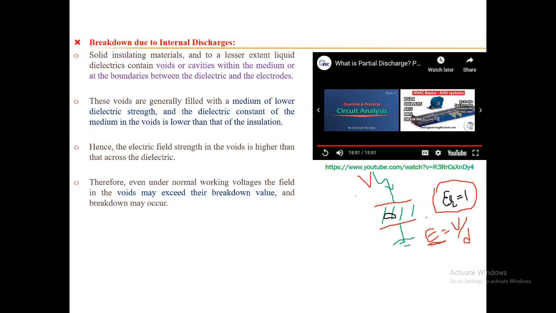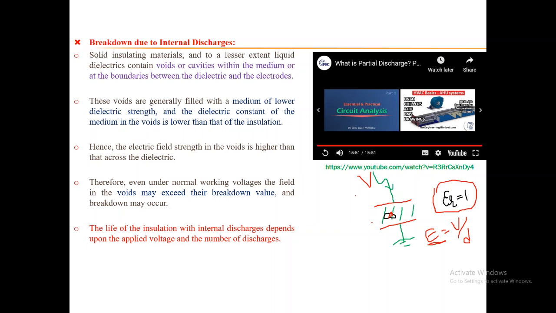So as a result it will cause a spark across the void. So it is ultimately known as a breakdown of the void. But as it occurs only partially, as it does not bridge the gap between the two electrodes completely, it is known as a partial discharge, or the discharge which occurs internal to that dielectric material. So it is an internal discharge.